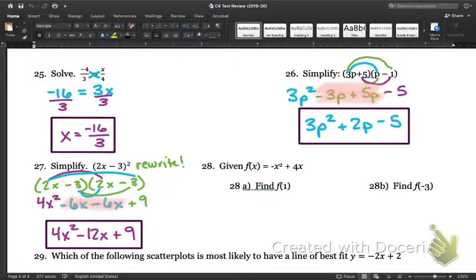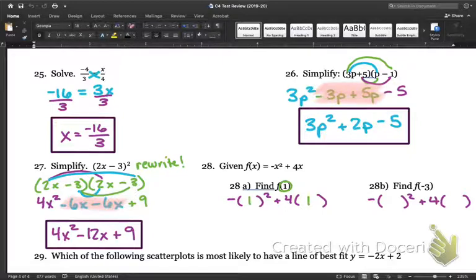So what I'm going to do is I'm going to rewrite that f of x equation and just do open parentheses where I see x's for both a and b. So it's saying negative x squared plus 4x for both these problems. Now let's look at 28a. This is telling me wherever we saw an x, plug in a 1. So in those open parentheses, we're going to put a 1.